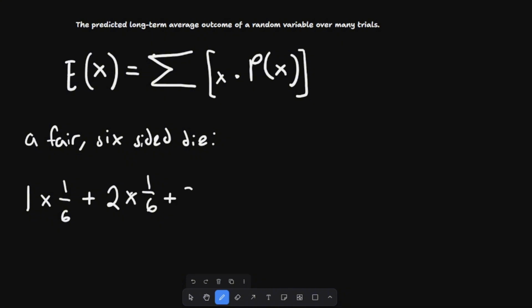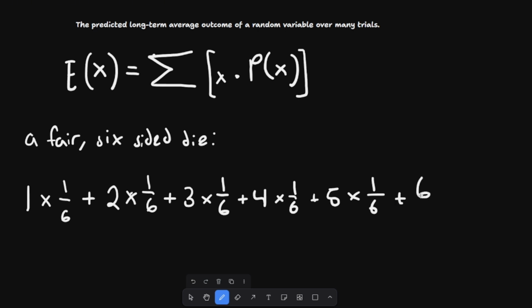And then continue. 3 times 1 over 6 plus 4 times 1 over 6 plus 5 times 1 over 6 plus 6 times 1 over 6. So as you can see, we're just taking the value of the outcome, multiplying it by the probability, and then adding all of those outcomes together to get the expected value.